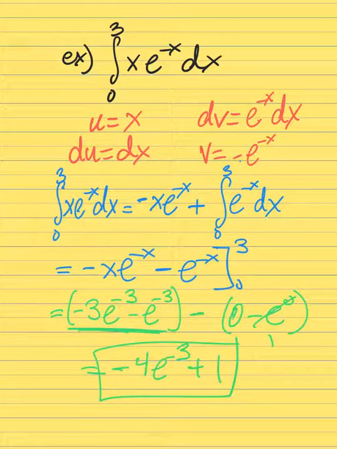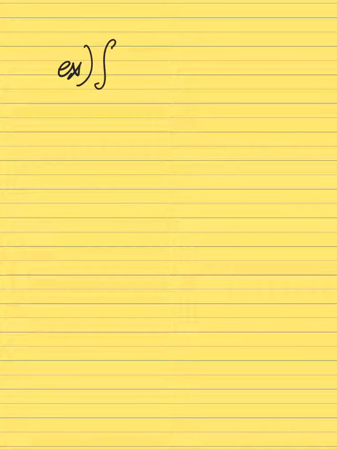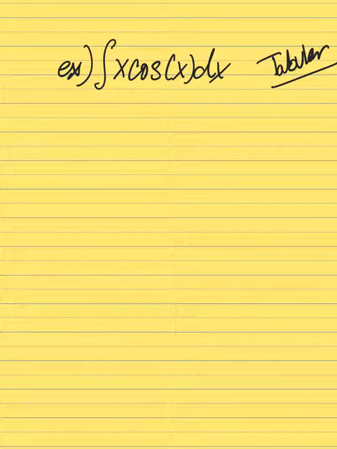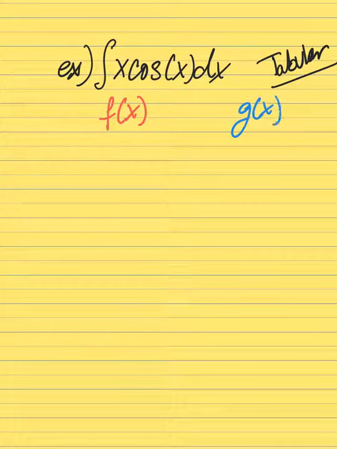All right. Let's go back to this example. I know we did this example already, but I kind of want to show you something and why it's called tabular. Tabular is kind of a shortcut to integration by parts. It doesn't work all the time for every integration by parts, but it is a shortcut. With this, you have to come up with an f of x and a g of x. And it's very similar to what we've been doing before.